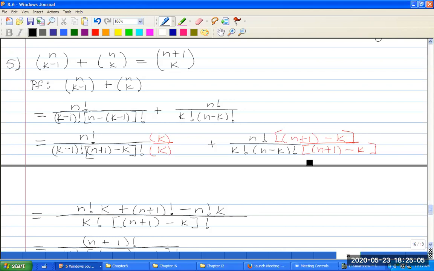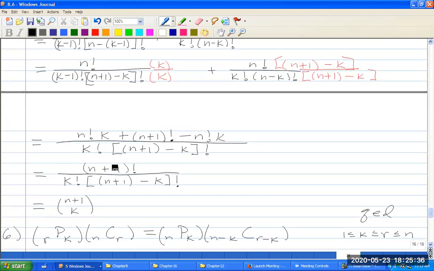For the numerator, well, I have k times n factorial. I have n times n factorial plus n factorial, which is n plus 1 factorial. And I have here a minus k times n factorial. Well, the n factorial times k's cancel. So you just have n plus 1 factorial over k factorial, n plus 1 minus k factorial. But by definition, this is just n plus 1 Ck. So that's it.